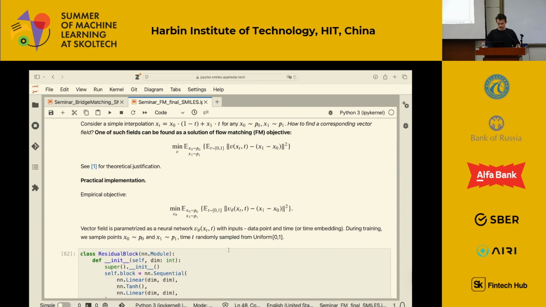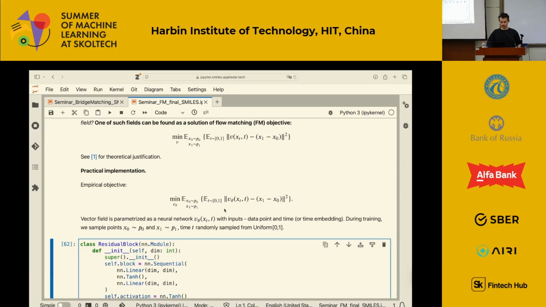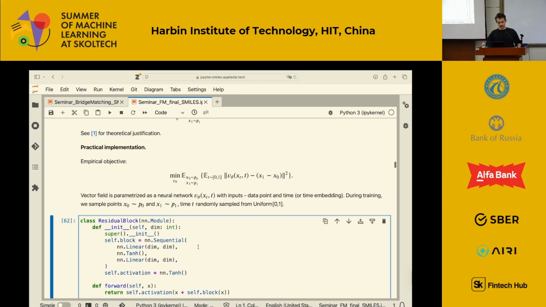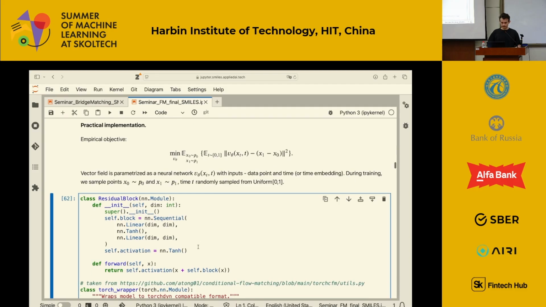So here we do just samples from one distribution, from our distribution, make a linear interpolation between them, sample some kind of random point in time t, and do this regression, solve this regression problem. So okay, great. Now let's particularly implement it.